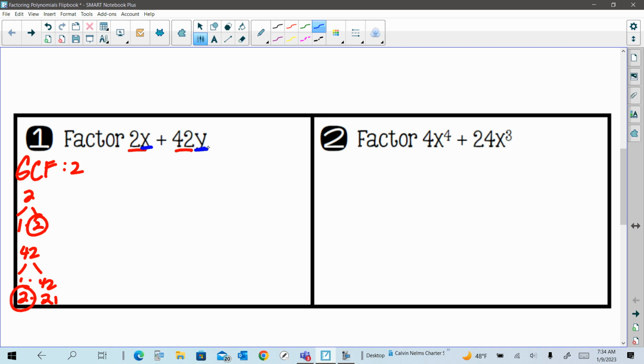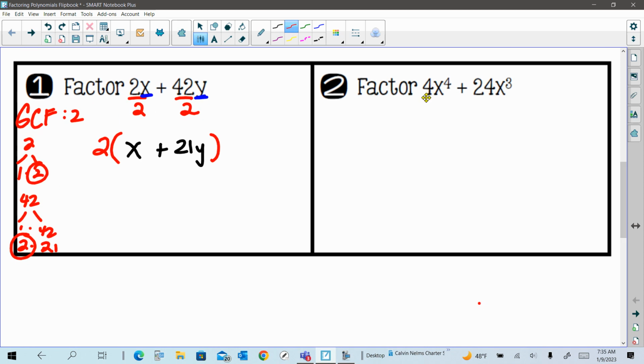So that means the GCF is what we're going to divide each term by. We're going to divide each term by 2 and then simplify. The 2 that we're dividing by goes outside the parentheses. The remainder, or the simplification, goes inside the parentheses. So 2 divided by 2 comes out to be 1x, or you can just simplify it as x. And then 42 divided by 2 is 21, and then your y. So when you simplify using GCF, you're just dividing each term by their greatest common monomial.